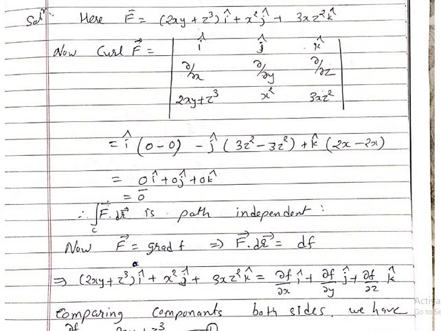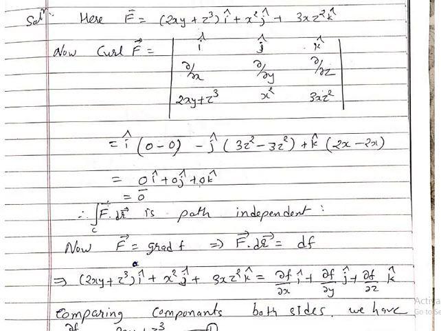Now simplifying this determinant, so i into (del by del y of 3xz square, the derivative of 3xz square with respect to y, is 0, minus the derivative of x square with respect to z, which is also 0), minus j into (the derivative of 3xz square with respect to x, that will be 3z square, minus the derivative of 2xy plus z cube with respect to z, that will also be 3z square, because 2xy has derivative 0), plus k into (the derivative of x square with respect to x, that will be 2x, minus the derivative of 2xy plus z cube with respect to y, and that will be 2x, because y has derivative 1 and z has derivative 0).